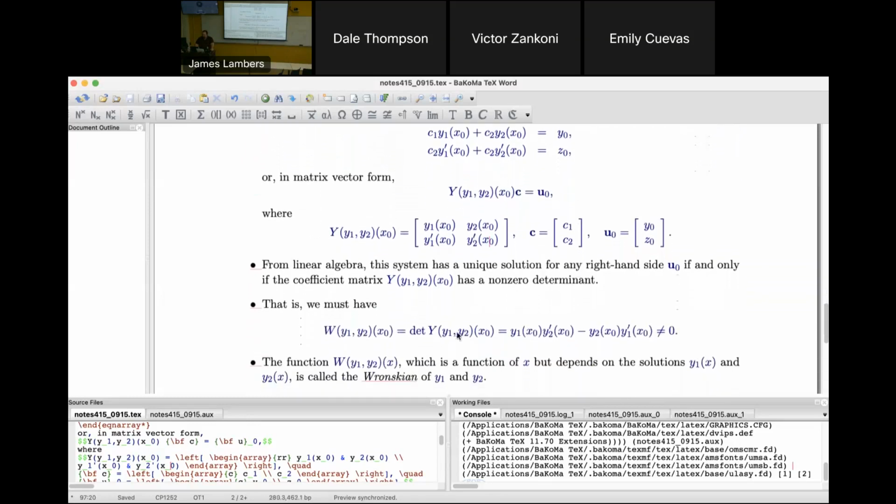Well, what is the determinant? Nice and easy for a 2 by 2. It's y1 y2 prime minus y2 y1 prime. And we want that to be non-zero. And that determinant is called the Wronskian of y1 and y2.